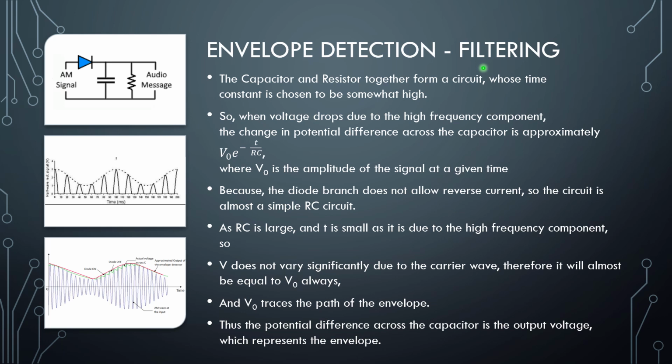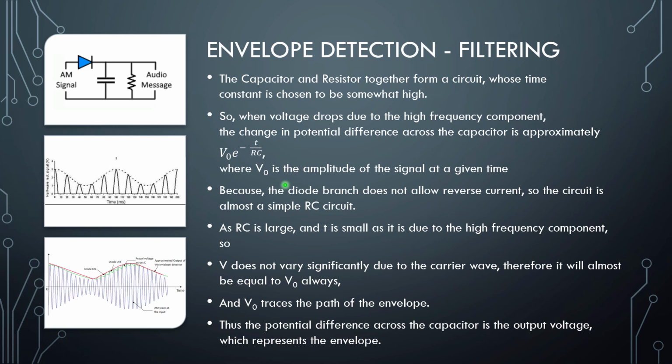This is because in a small time duration, the change in V is proportional to e to the power minus t by RC times V naught, which is extremely small as t is small and RC is somewhat high as well. For the modulating signal, which is low frequency, the capacitor voltage change will be significant because then t is not small enough, and therefore this signal is not filtered.